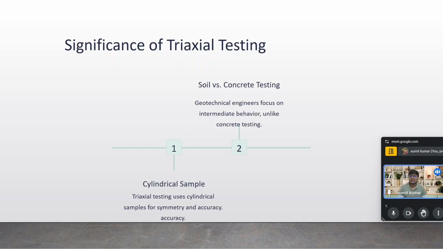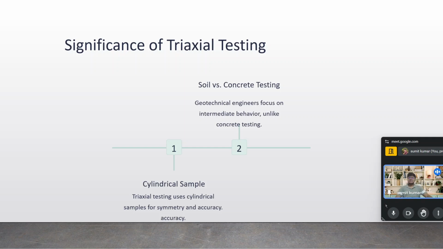We also know that it is a little bit time taking, but it also represents the real behavior, as the pore water could also be controlled and measured. So those are the different significances over the other tests. Okay, so first of all we talk about the cylindrical sample. The triaxial testing uses a cylindrical sample for symmetry and accuracy.